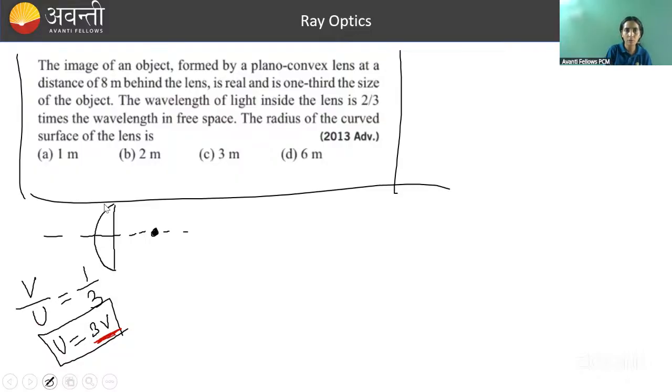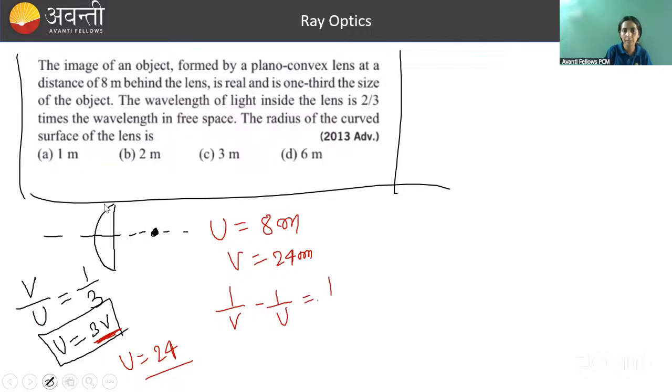The image of the object is formed 8 meter behind the lens. 8 meter behind the lens, Sohel, it feels correct. So what will be the value of u? 24. Okay. Now you have to calculate the radius of the curved surface of the lens. So here we know u 8 meter, we know v 24 meter, and if we use the lens formula, that is 1 by v minus 1 by u, we will be calculating 1 by f. And if we know the focal length, we can calculate the radius of curvature by using the lens maker's formula.